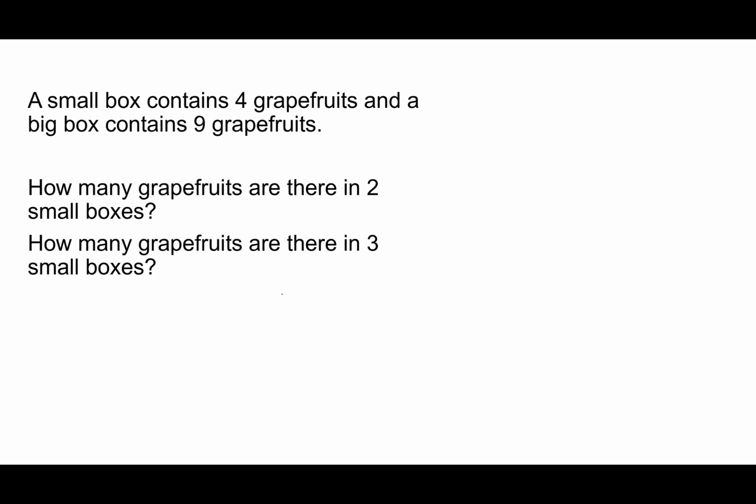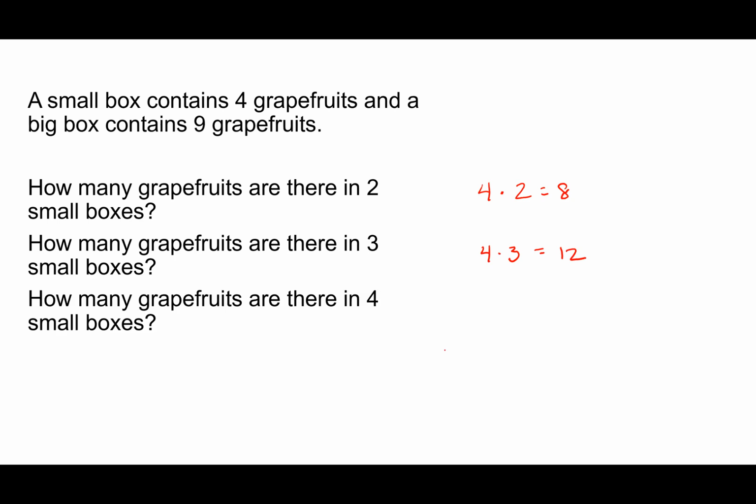That is perfect. That's exactly what I wanted you to say. Yeah, there are 4 times 2, which is 8, right? Let's write that down. 4 times 2, which would equal 8. How many grapefruits are there in 3 small boxes? Macy. That would be 12. Great job. How many grapefruits are there in 4 small boxes?